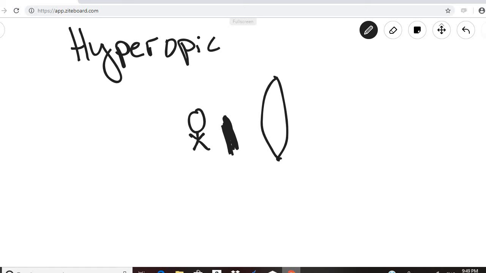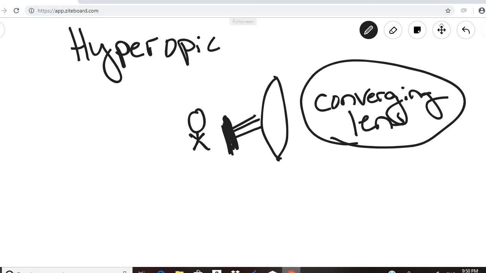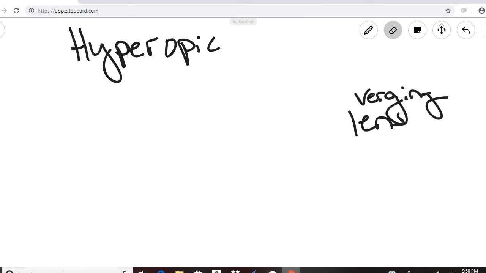And so then we need it to focus more sharply. And so then we would use a converging lens to focus those light beams more sharply so that they would go right onto the retina instead of behind it. So for farsightedness, the glasses that are used to correct it are converging lenses. For nearsightedness, the lens that is used to correct it is a diverging lens.